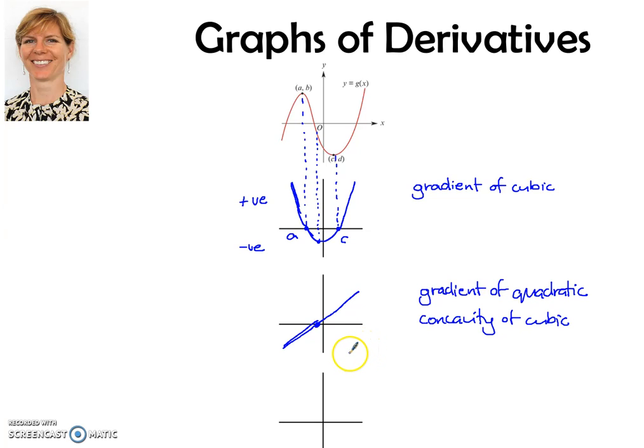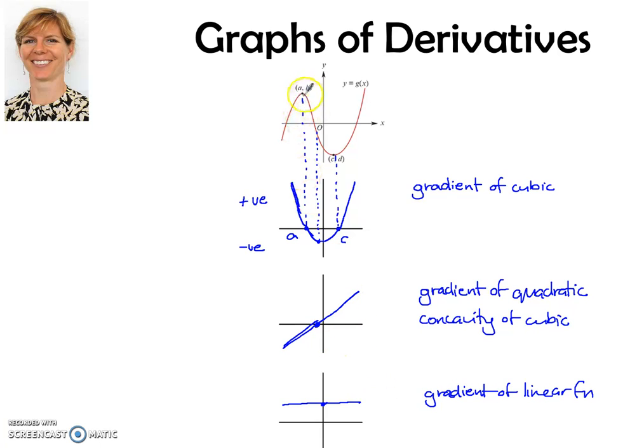And then the last one, we're now looking at the gradient of a straight line. Now that's just constant, so it's a positive gradient sloping up, so this is just going to be a constant there. So this is now the gradient of the linear function. Hopefully you can see the relationship as we go from first derivative, second derivative, third derivative, and how that relates between the three.